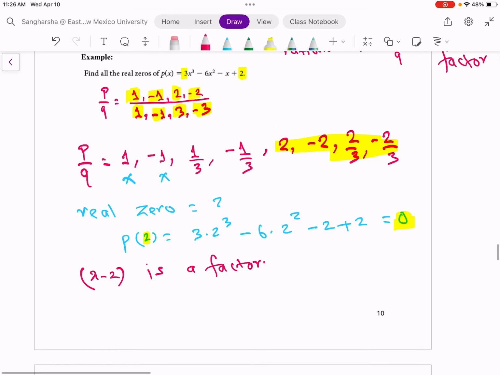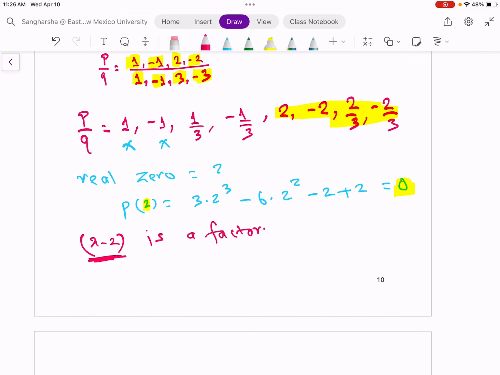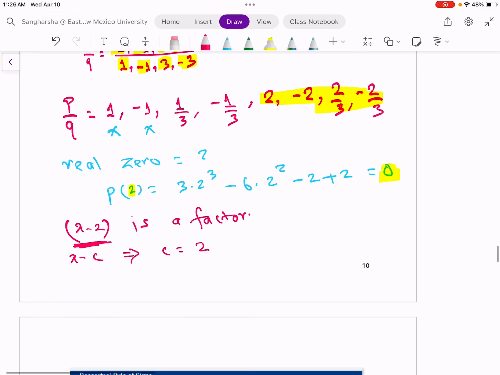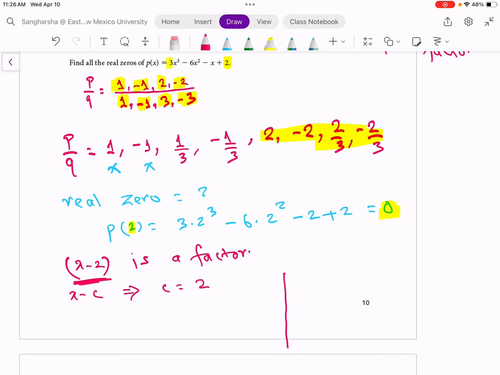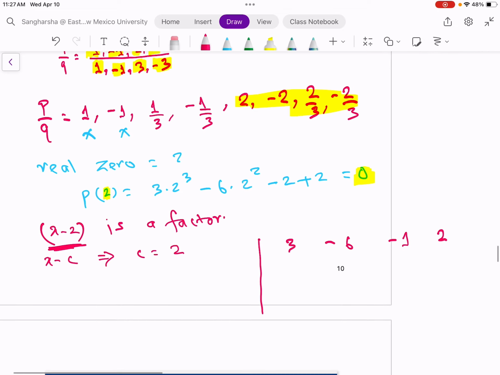So we use this one factor as our divisor. We compare this factor with our x minus c, and if we compare, our c is equal to 2, right? So we are dividing the coefficient of every term of the function. The coefficient of the cube term is 3, the coefficient of the square term is -6, the coefficient of x is -1, and we have a constant, and this coefficient of every term is divided by our c, which is 2.